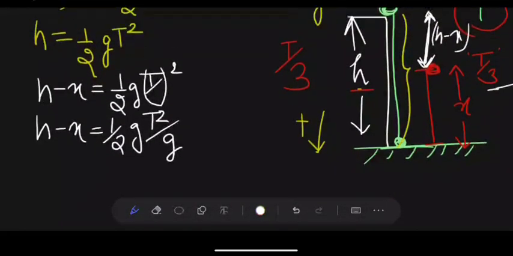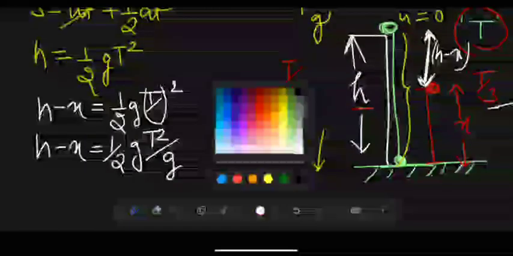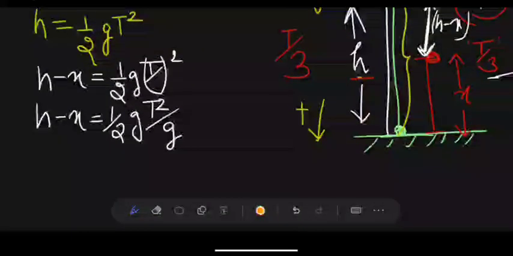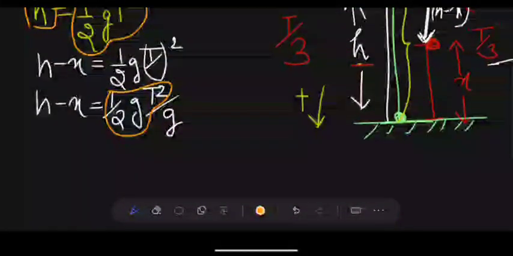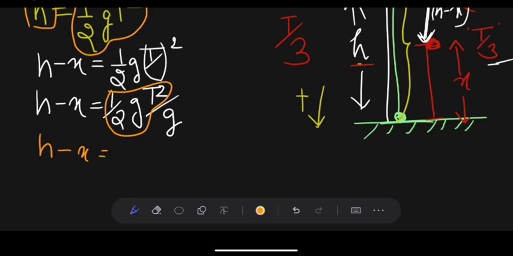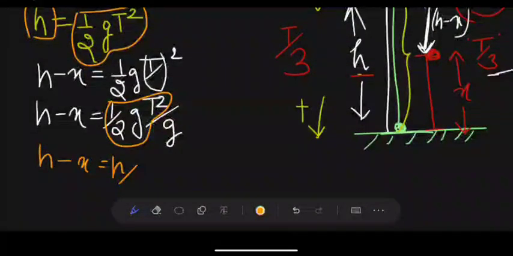Now if you look carefully, half g t square is what? Half g t square is h only. So I can write this as h minus x is equal to, replacing half g t square by h, h by 9, since 3 squared is 9. So h by 9.